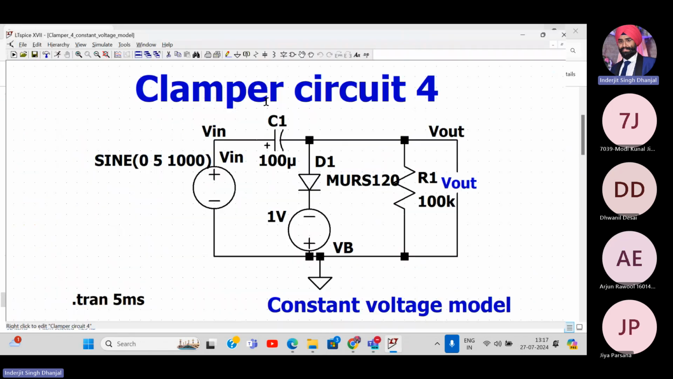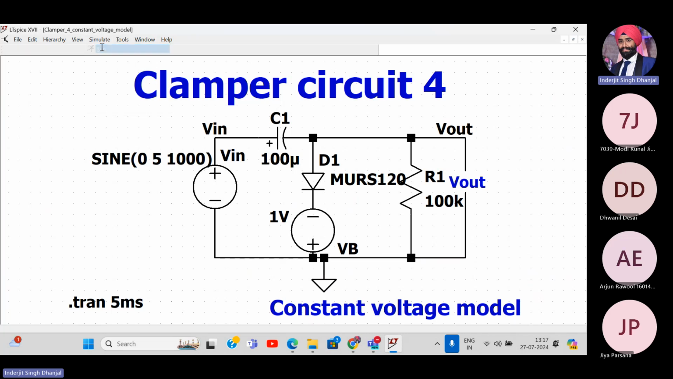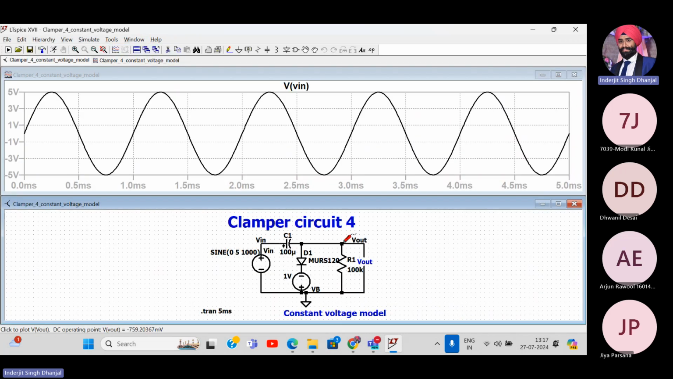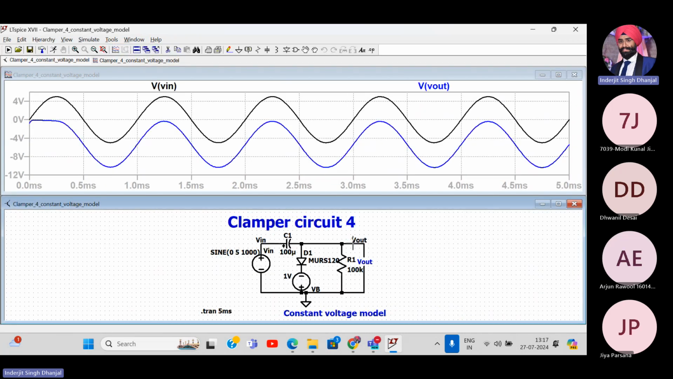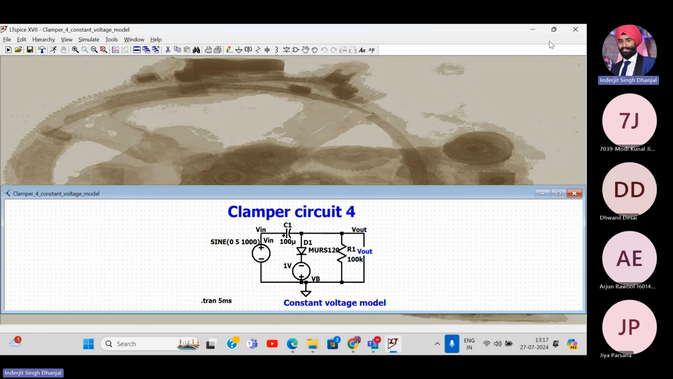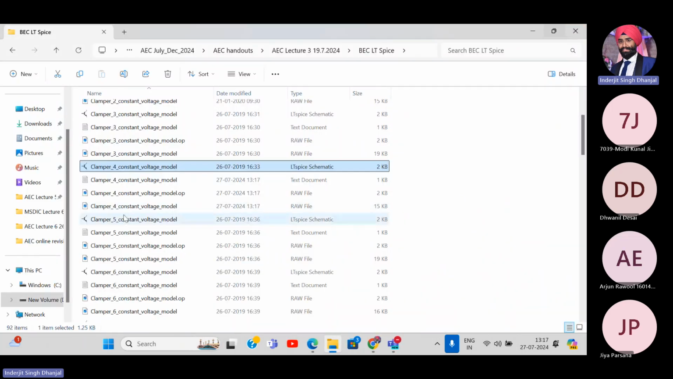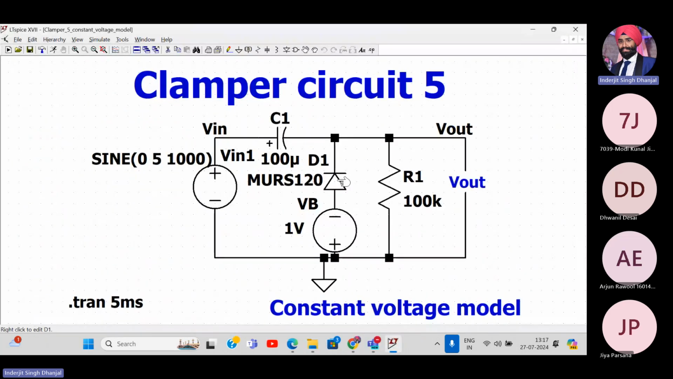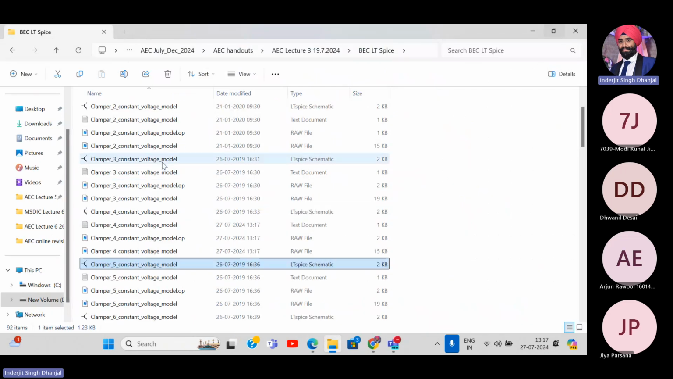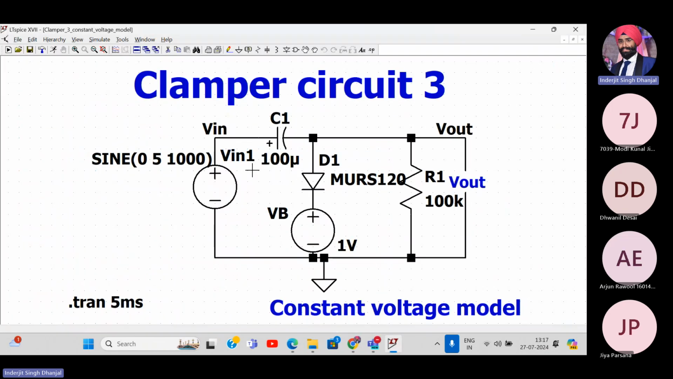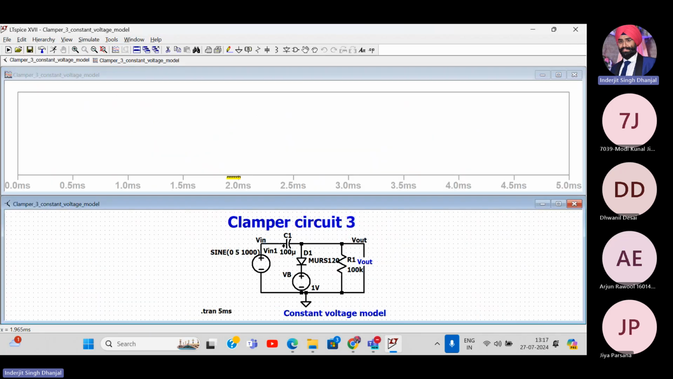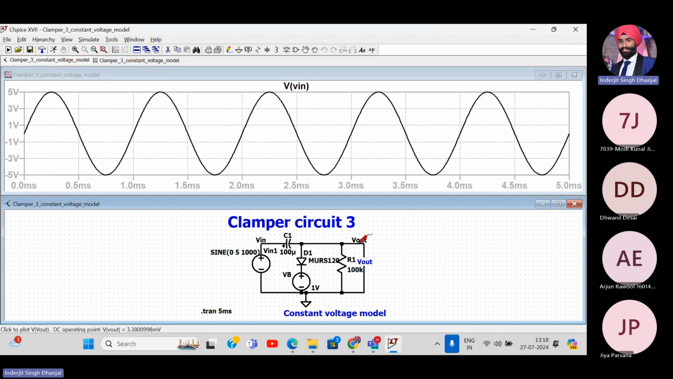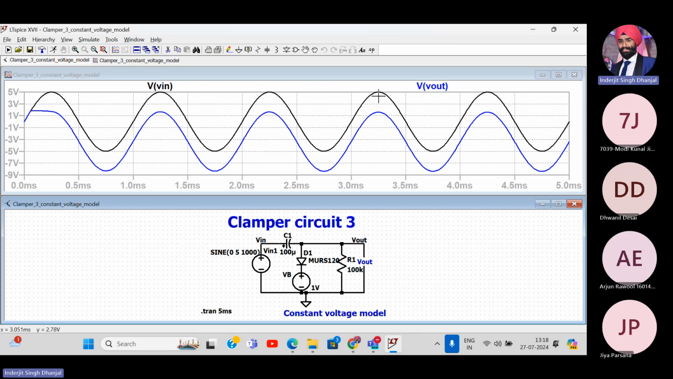Clamper number 4. Yeah, sinusoidal waveform, it will do. No problem. Okay, here it is. It's entirely shifting down. That is how here the battery is connected opposite. So that is fine. Let me see if I have a battery connected. Yeah, this is the one. So ignoring the first cycle, this is how the waveform will look.